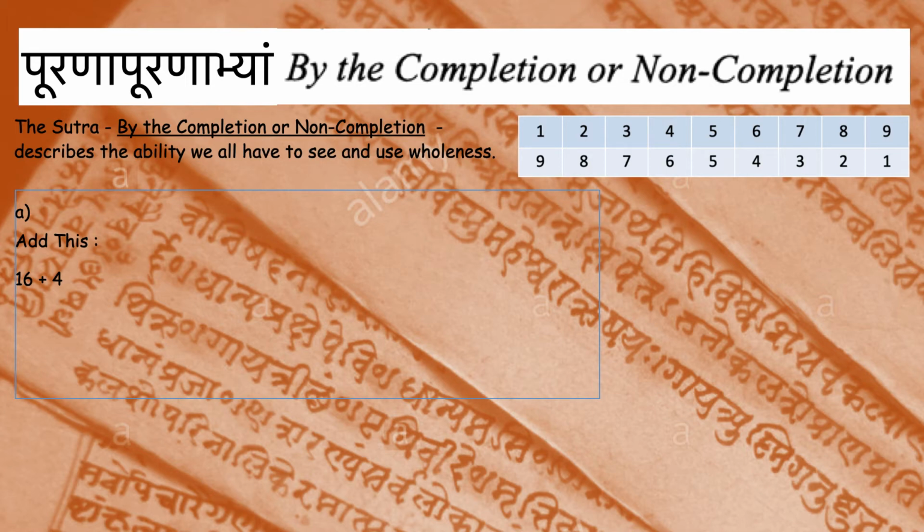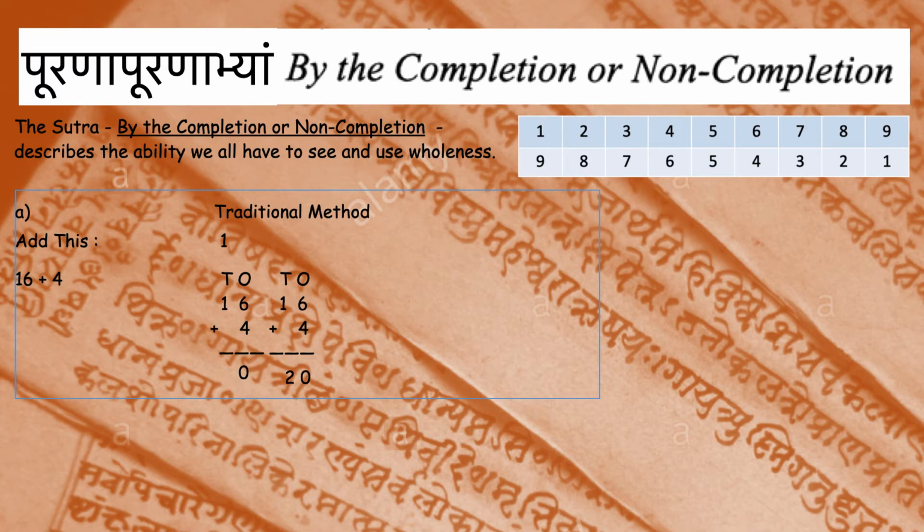16 plus 4. In the traditional method, the way we are taught in our schools, how do we do this? We add ones first. A 6 and a 4 makes it a 10. We put the 0 in the unit place and we carry over the 1 to the tens place, right? Then we add the carryover and the tens place digit, and the answer is 20.